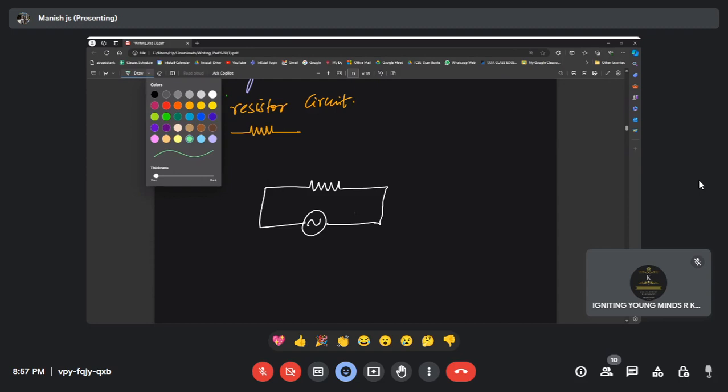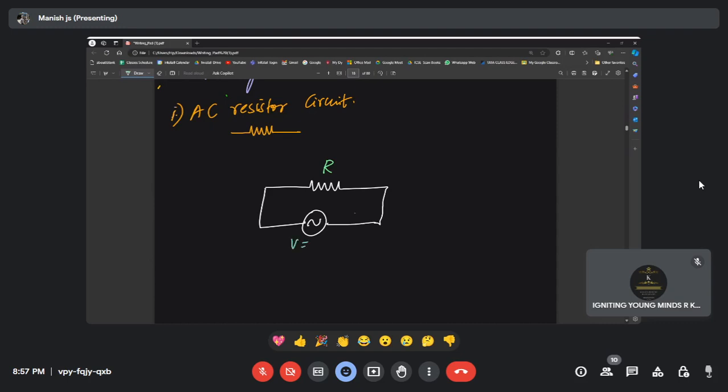On the top, you have a resistor. The resistor always has a resistance of R. The AC supply is obviously going to provide an AC voltage, and that is going to create an alternating current flowing in the external circuit. So the general expression for the alternating voltage by the AC source is V equals V naught sine omega t.